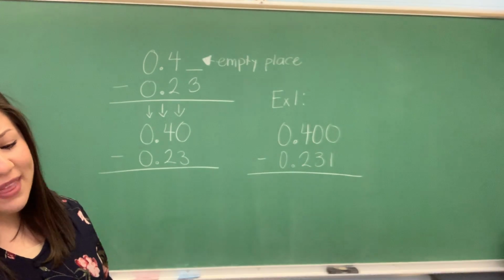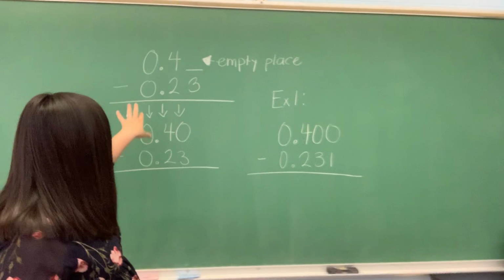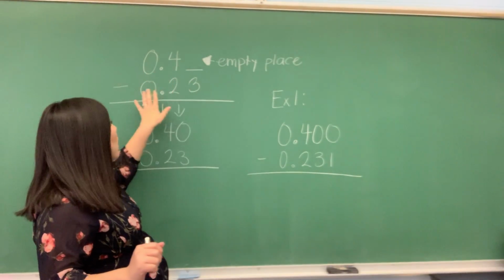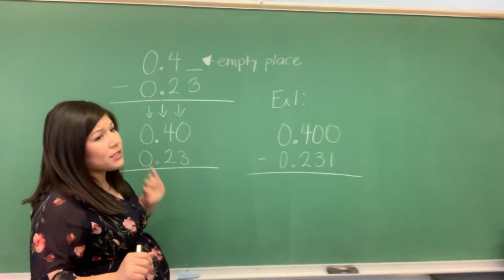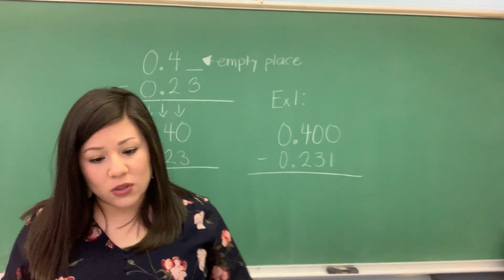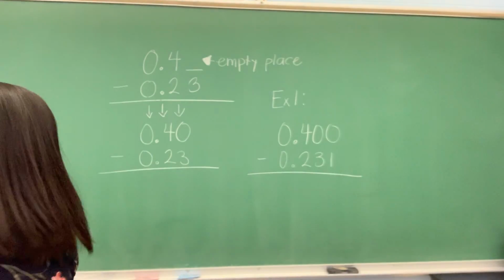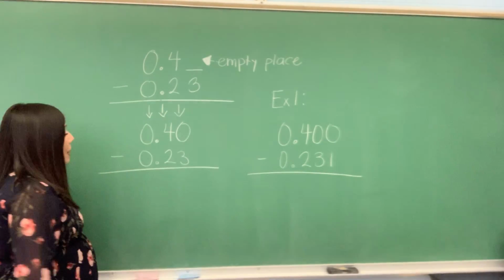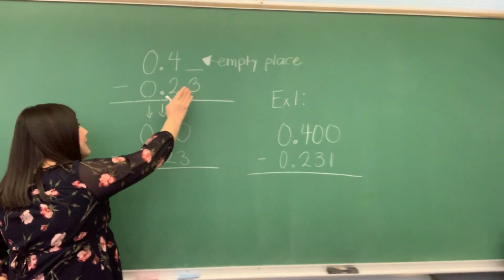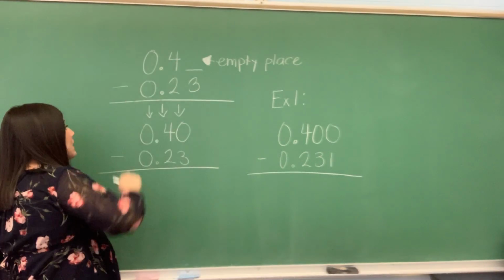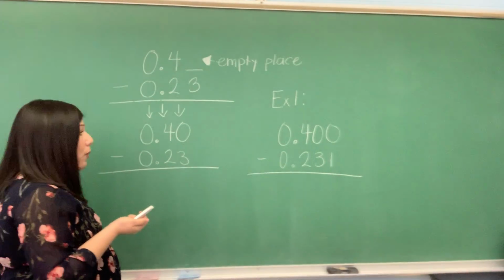0.4, we find that there's an empty place in this problem. So here's my problem: 0.4 minus 0.23. There's an empty space here. What can I do to avoid that? Well, we will fill in the empty space with a 0 and then subtract. So now look at my new problem. If I have 0.4 and two decimal places that need to be subtracted from this decimal, then I just fill in the 0 here and I'm ready to subtract like normal.